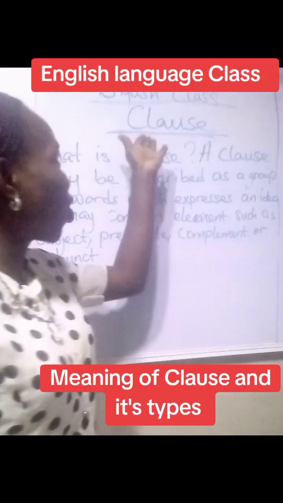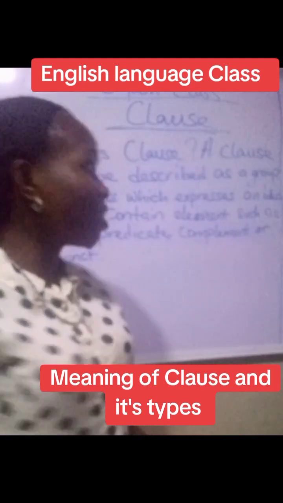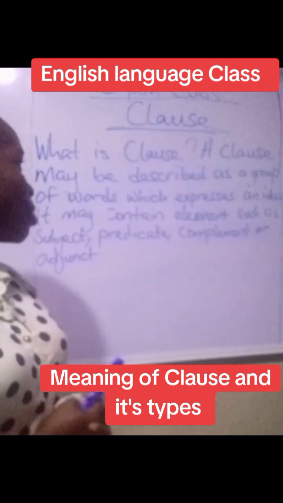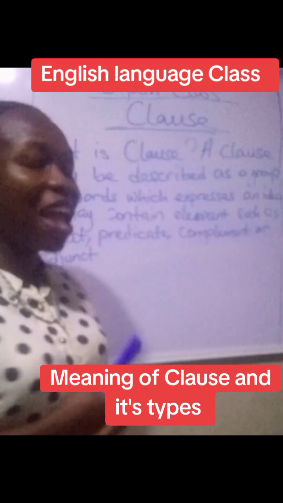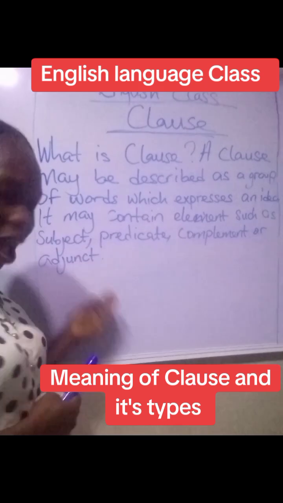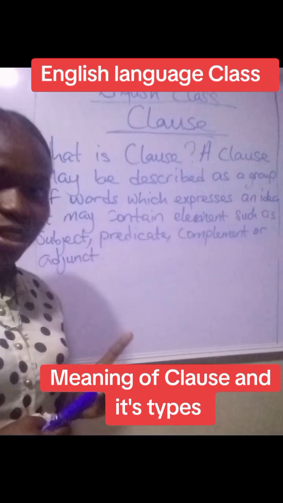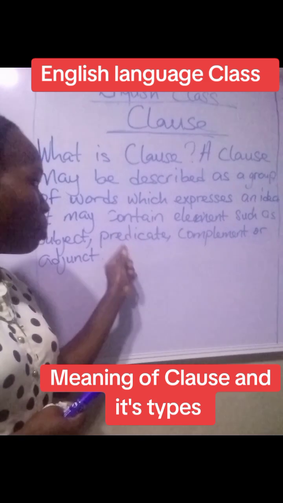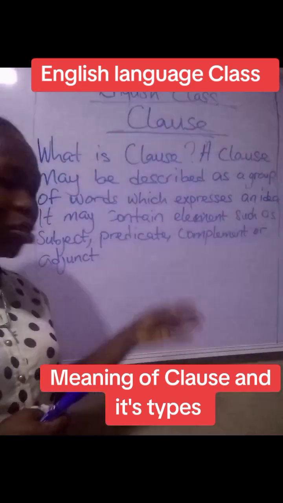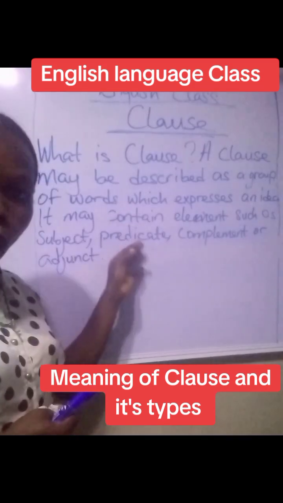Today's topic is clause. What is a clause? A clause may be described as a group of words which expresses an idea. It may contain elements such as subject, predicate, complement, or adjunct. So, the subject is the performer of the action. The predicate is the verb or verb phrase that expresses the action. The complement tells us more about the subject or predicate.